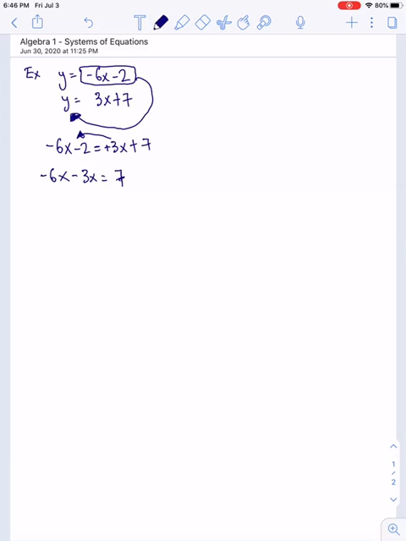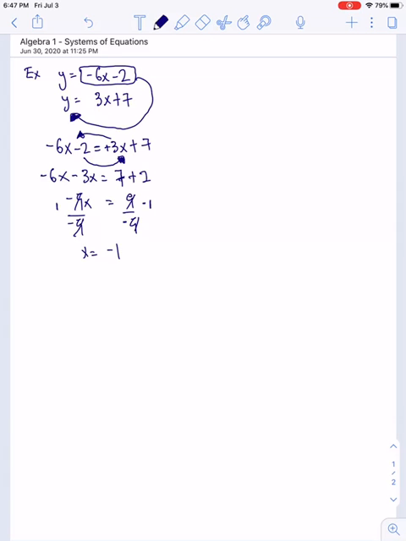And same as this one, this is negative 2. When it crosses the equal sign to the other side, it's going to be the opposite charge, so it's going to be positive 2. And negative 6x minus 3x is going to be negative 9x equals 9. In order to solve for x, we're going to divide this side by negative 9 and this side by negative 9. Negative 9 cancels negative 9, you get 1. And 9 divided by negative 9, you also get 1, in this scenario a negative. So x is going to be negative 1.